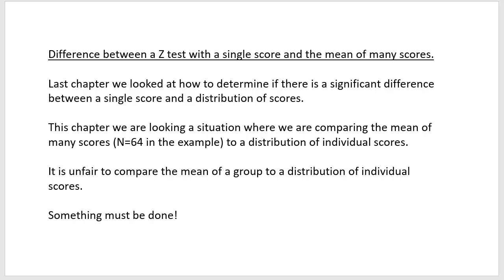In this chapter, we're going to look at the mean of many scores, 64 in the example that we're working with, and we need to compare that to a distribution of individual scores. There's a big problem with that, though. The law of averages says that when we have a mean of many scores, that mean is less likely to be further from the actual population mean. So if we have a sample of 64 scores, the mean that we get from those 64 scores is not likely to vary from the population mean by very much, as opposed to one score, which could have a decent chance of varying from the population mean.